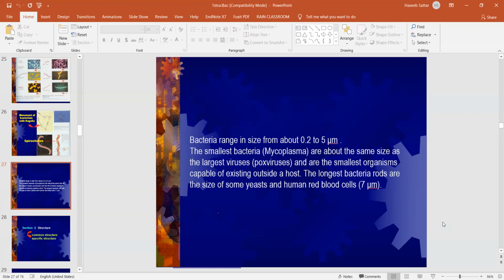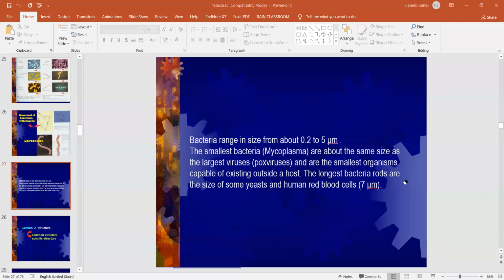The smallest bacteria is the mycoplasma, and the size of this smallest bacteria is equal to the largest virus. The largest virus is the pox virus. So the size of the smallest bacteria is equal to the size of the largest virus, about 400 nanometer. I forgot the exact size. I will check and let you know about this.